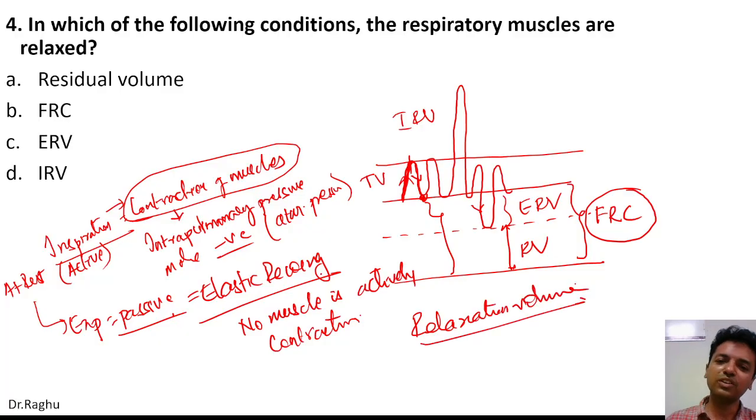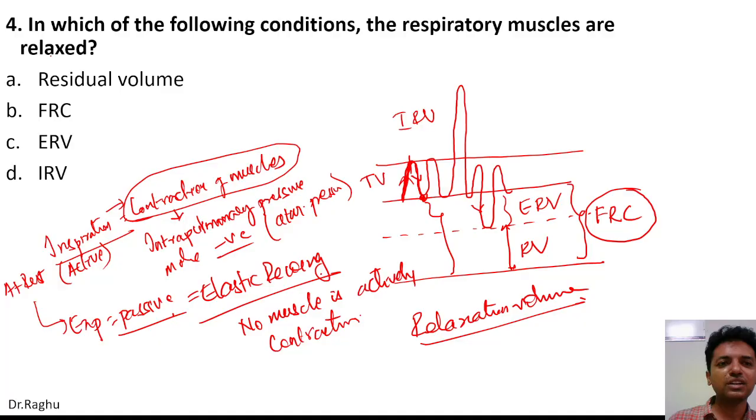This is the volume of air present in the lung when the muscles are completely relaxed. Inspiration has taken place, contraction has taken place, and it has begun to relax. By the end of expiration, the inspiratory muscles are relaxed. There is no role of expiratory muscles in passive relaxation. So this is what is called the functional residual capacity.